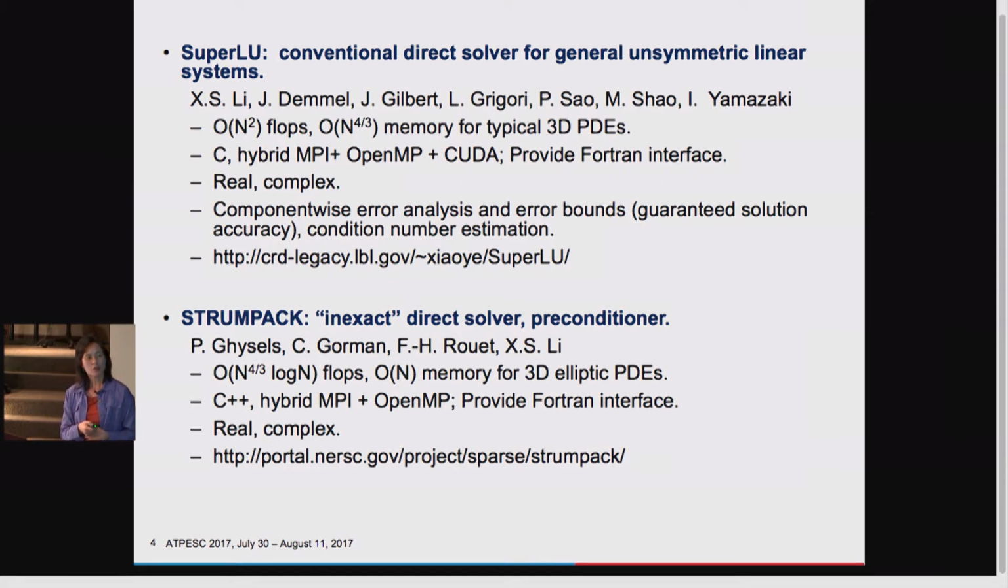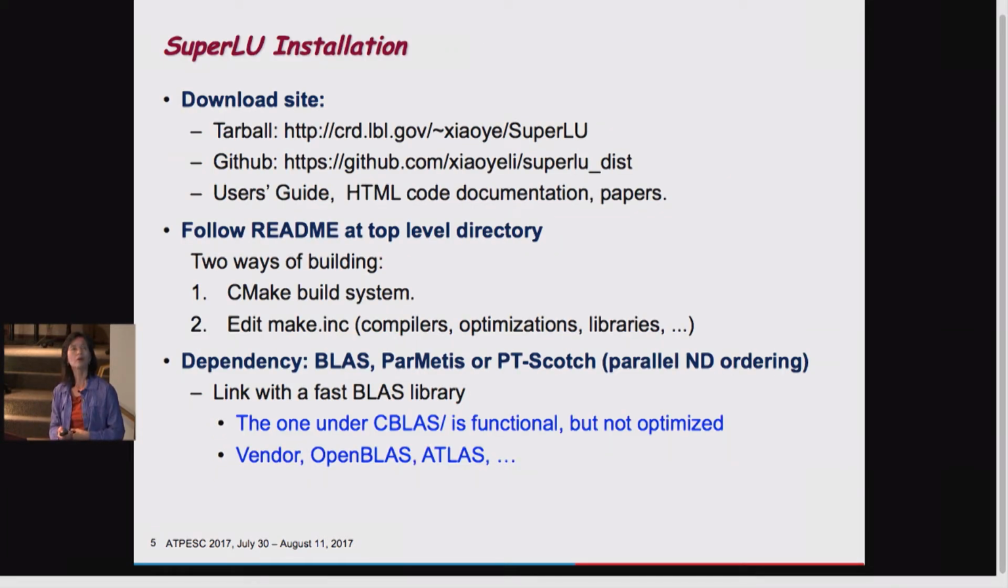For STRUMPACK, we do something clever: we look at the low-rank structure of the matrix. So we knock down the flops to quasi-linear. It's not quite linear yet. And the memory is linear for many 3D elliptic PDEs. This one is a recent development. We started using C++, which is nice, so we can use templates to get all different data types. Also 32-bit and 64-bit integers are very easily supported. Here we use MPI plus OpenMP. We haven't done GPU yet. Again, we have a Fortran interface, real and complex, et cetera.